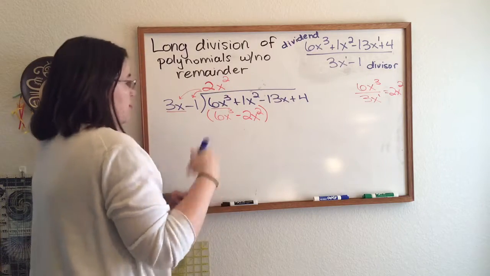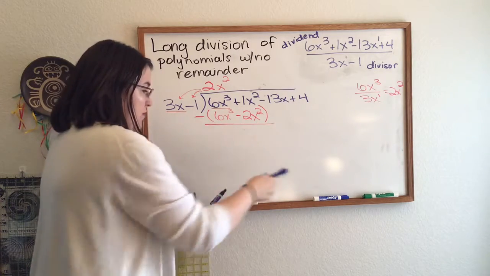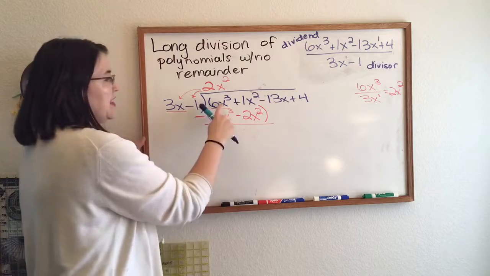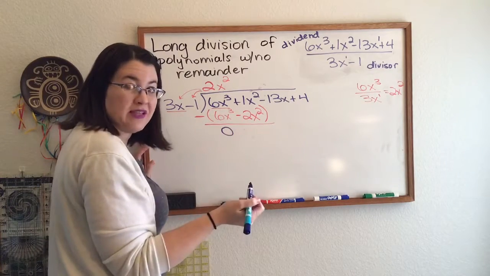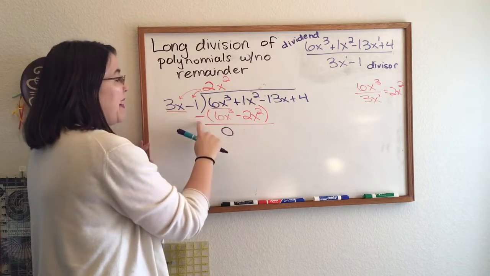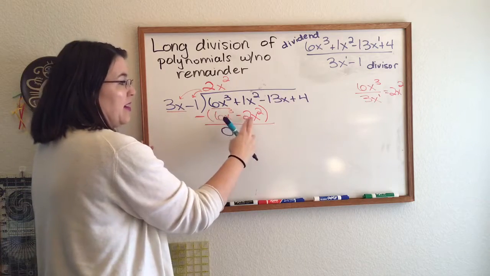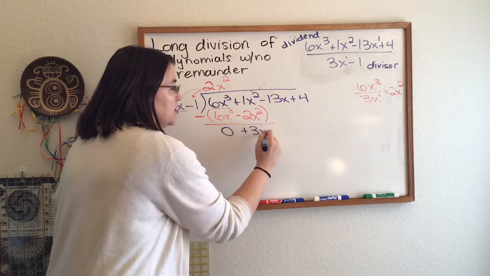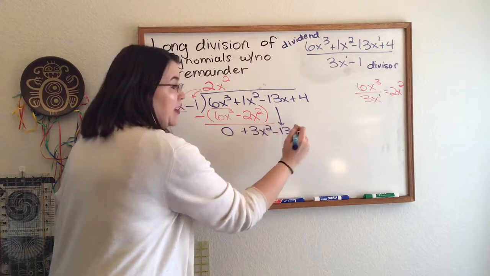All right, now I'm going to subtract the whole thing. So you have to watch your signs. So 6x to the third minus 6x to the third is 0. That should always be the case in long division. All right, and then 1x squared minus negative 2x squared becomes 1x squared. The two negatives make a positive. So I now have plus 3x squared. And I'm going to drop my next term, just like in regular long division.